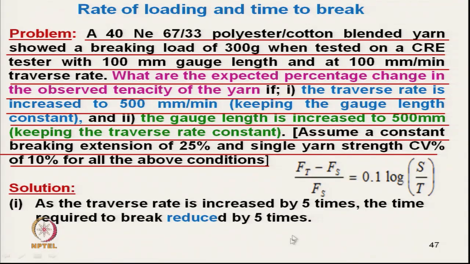So, that S by T ratio is 5. S is 5 times of T. So, S by T becomes 5, then the things are simple. So, 0.1 log 5 multiplied by 100, that is the percentage increase in strength.